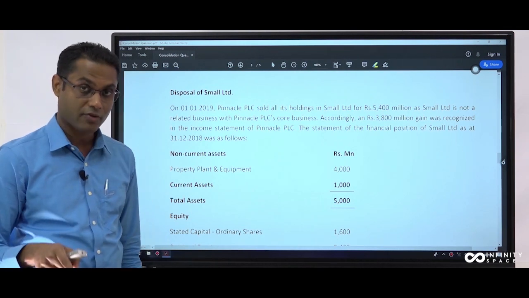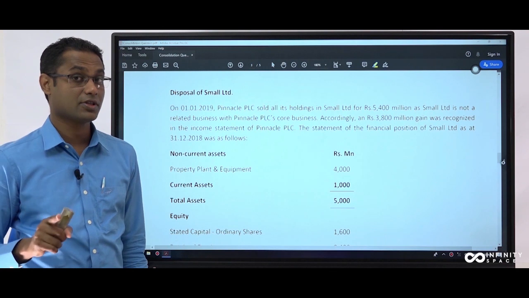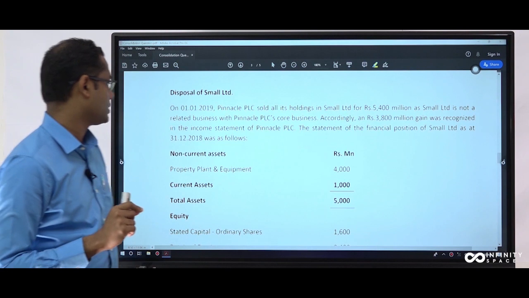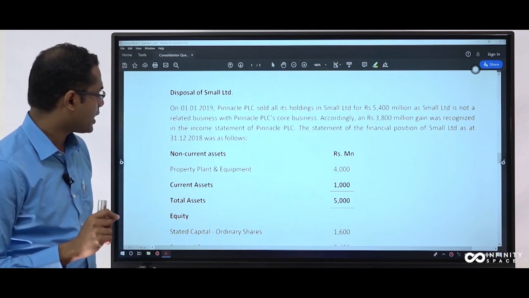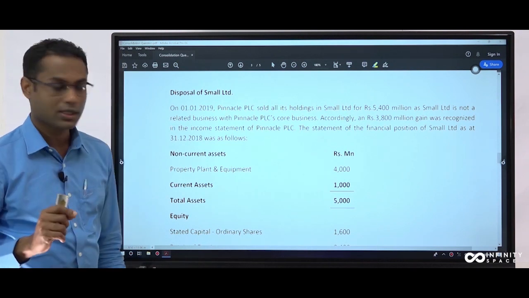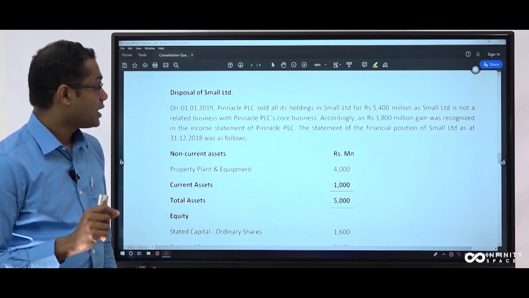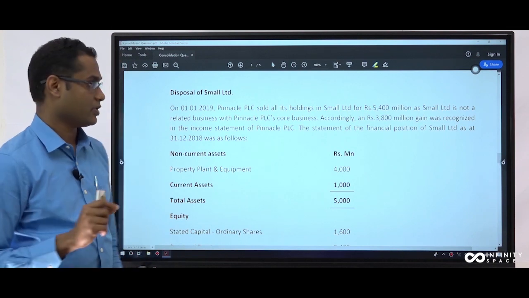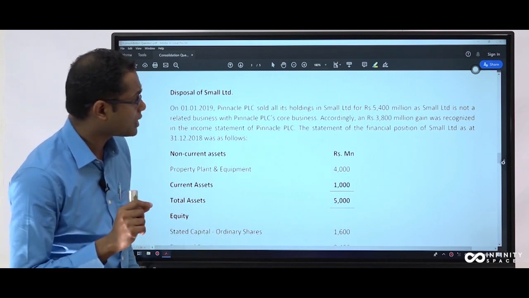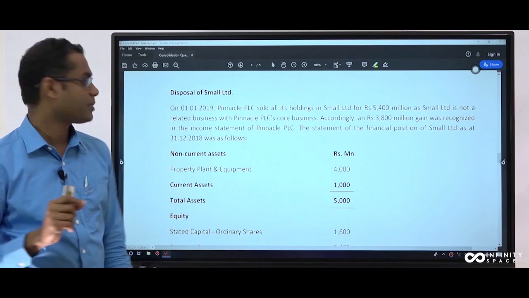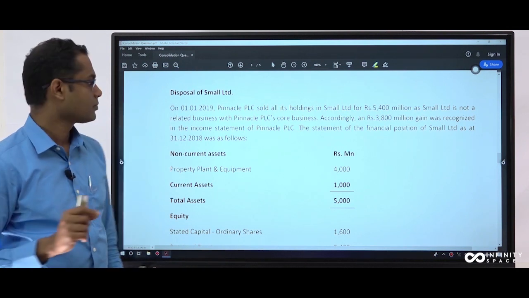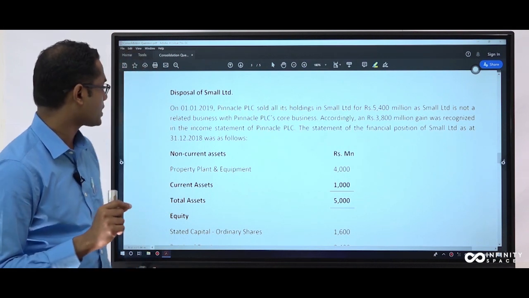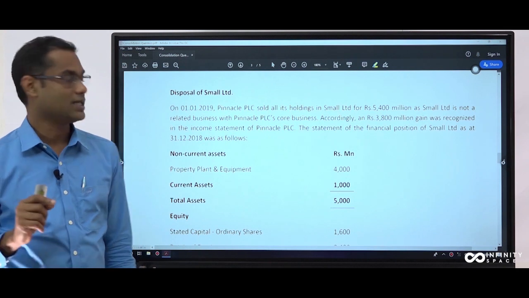As per part 4 of the question, it was mentioned that on 1st January 2019, the entire holding in Small Limited was disposed of. On 1st January 2019, Pinnacle PLC sold all of its holding in Small Limited for 5,400 million. So this is the sales proceeds. As Small Limited is not a related business to Pinnacle PLC's core business, accordingly a 3,800 million gain was recognized in the income statement of Pinnacle PLC.